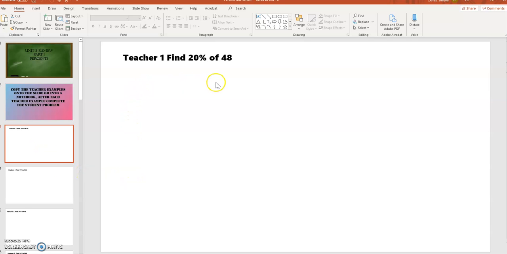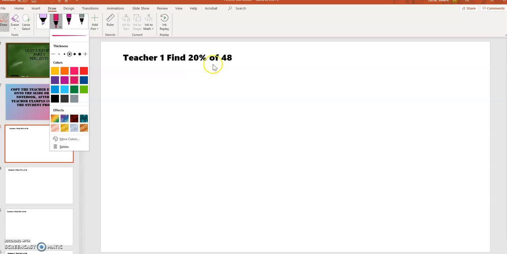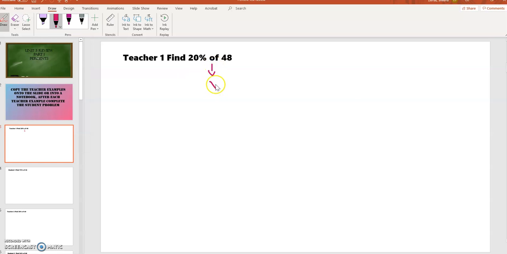This first one is asking us to find 20% of 48. The skill that we use for this, we learned in this unit, is that when we have the word of, that means to multiply. Okay. And I will turn 20% into a fraction. Percent is always out of 100, so 20 out of 100 times 48. And the whole number will be written over 1.